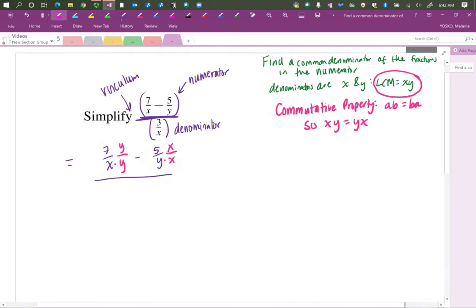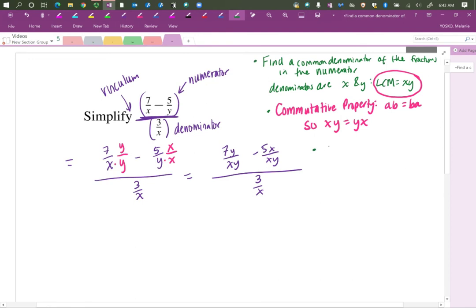Okay, and for now I'm just going to rewrite that denominator of the entire fraction. Okay, so I'm going to rewrite the vinculum in the denominator again. In the numerator, you have x times y as this denominator, and y times x is this denominator. We said those are the same thing. So this is 7y over xy minus 5x over xy. Okay, and you notice these have a common denominator now.